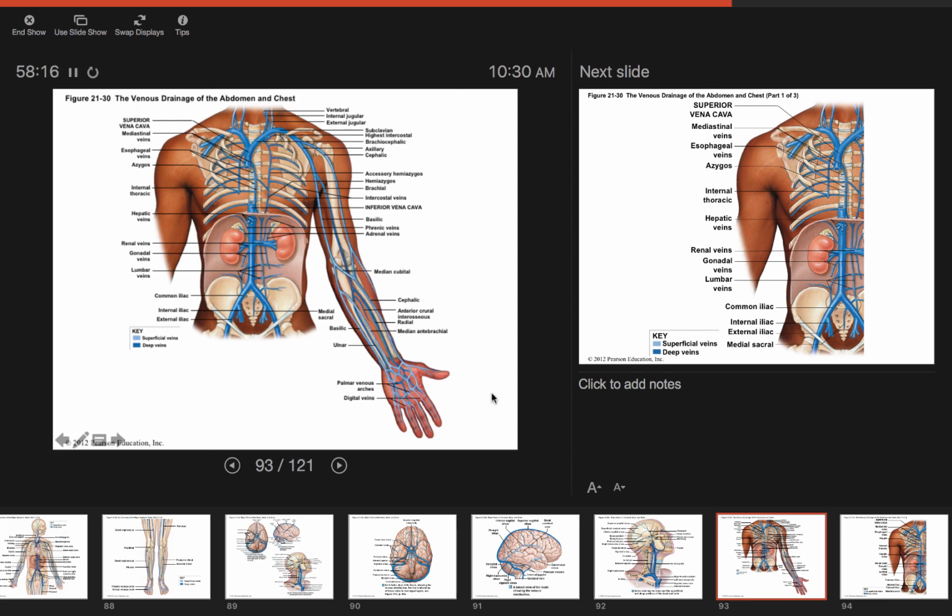And then the other vein that we have to know is the median cubital vein. And that's a vein that runs diagonally across the inside of the elbow. Okay? And it connects to two branches that we did not have to name. So we've got the median cubital vein. That vein is where we do most venipunctures to draw blood from.